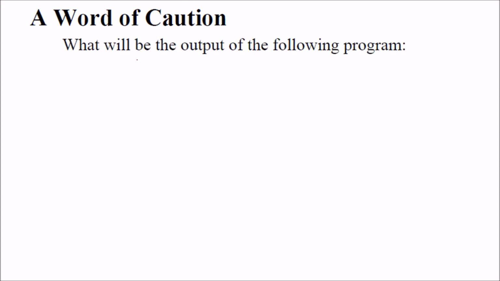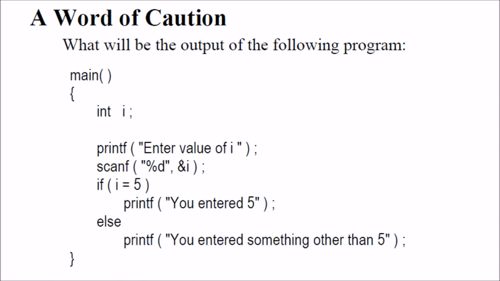There are certain cautions you need to understand. First of all, see, what is this doing? This program, can you find some error here? Or what is going to happen? If I equal to 5, you entered 5. Whatever value you enter here, it will always give you this line.